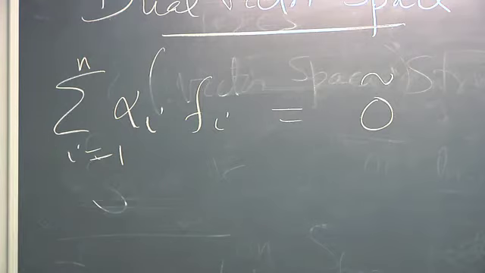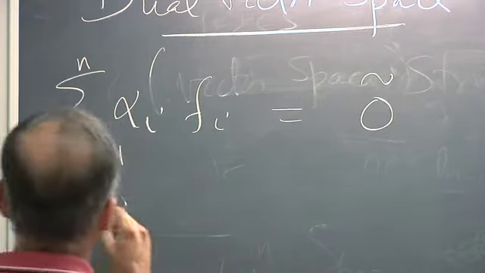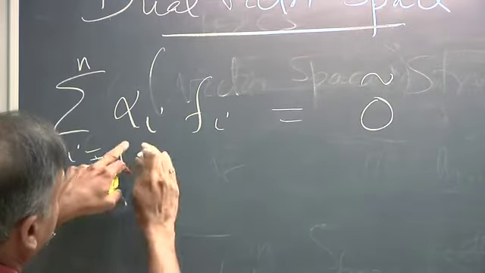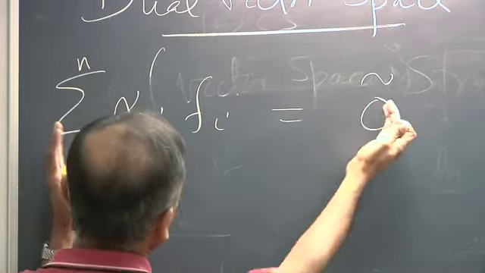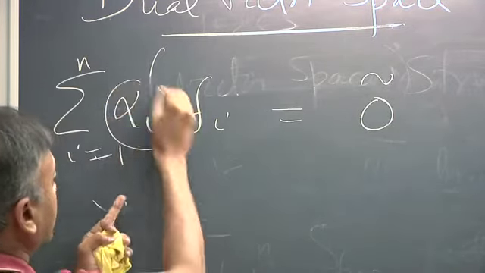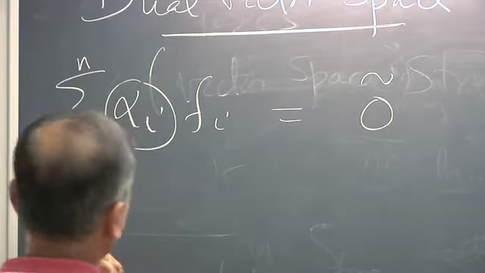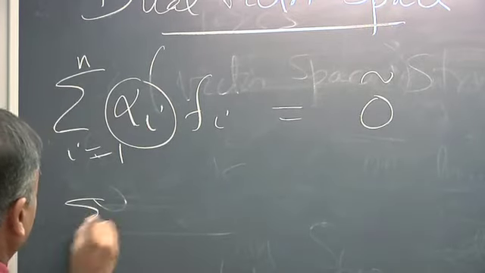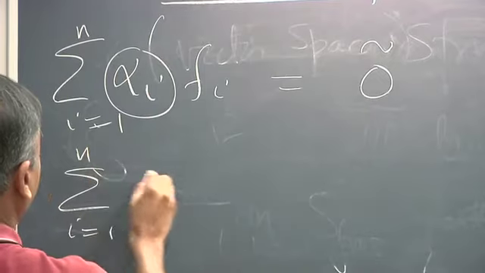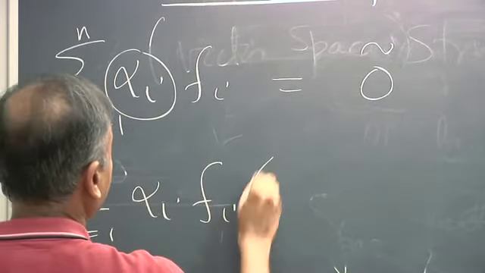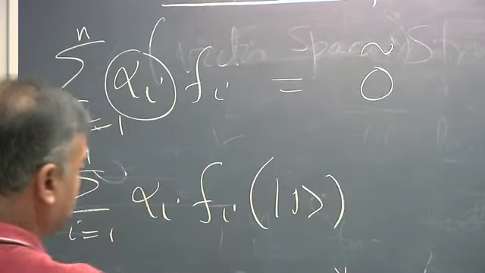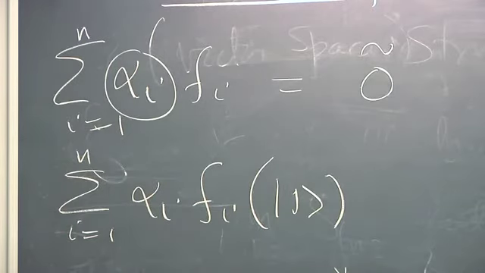Okay. So given this, let's apply. We are saying that this is equal to that, and I want to ask what are the possible values of alpha i such that this is true. So let's apply both sides on a vector j. Let's apply the sum from i equal to 1 to n of alpha i f_i acting on j. j is any basis vector.